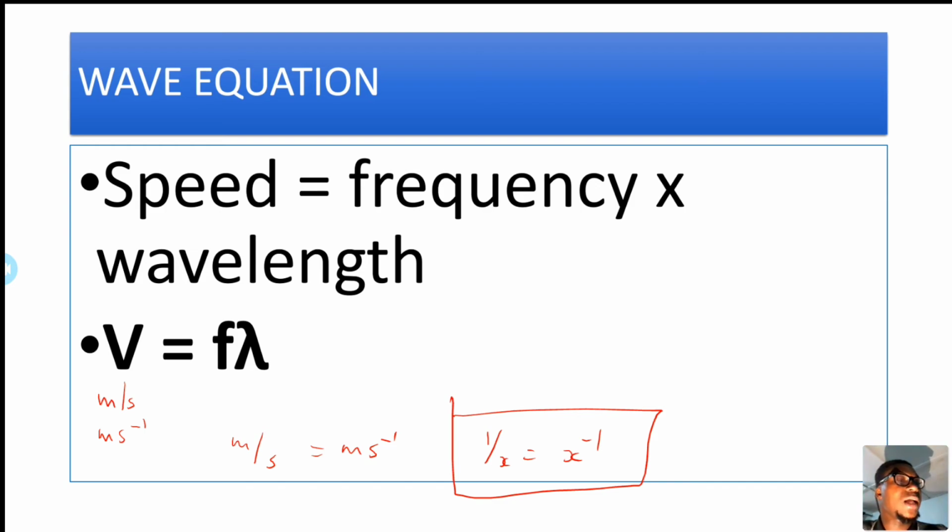The speed has a relationship with the frequency and the wavelength. So the speed is directly proportional to the wavelength. The speed is also directly proportional to the frequency. So the more the wavelength, the more the speed, and the more the frequency, the more the speed. It depends on which one you're keeping constant and which one you're toggling. So that's a direct proportion.